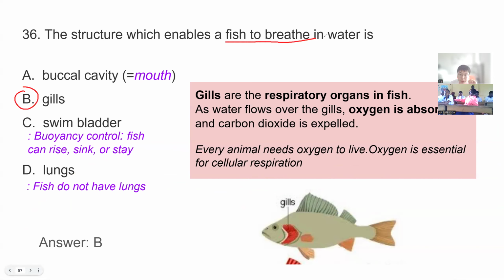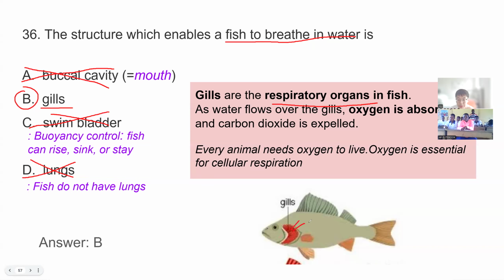Since fish, for them to breathe in water, they do not have lungs. Buccal cavity is just the mouth, so it's not necessarily going through the buccal cavity for fish to breathe. It's not the swim bladder because it controls the buoyancy or the float on water so that they can rise, sink, or stay. That is not for breathing. And gill is the only part for the fish to be able to breathe. It's the main respiratory organ of a fish.